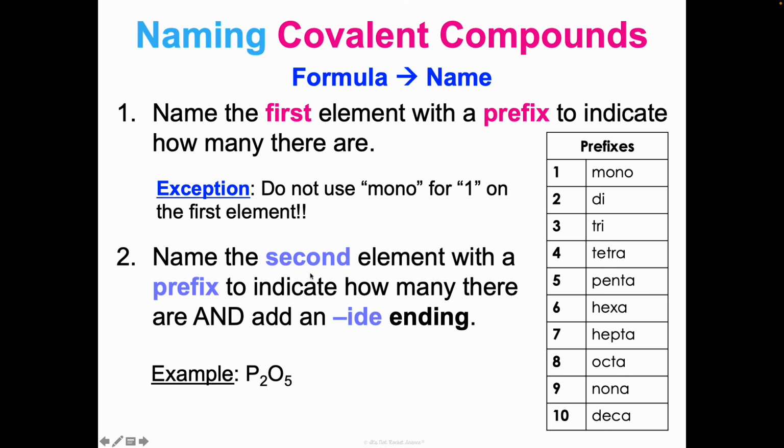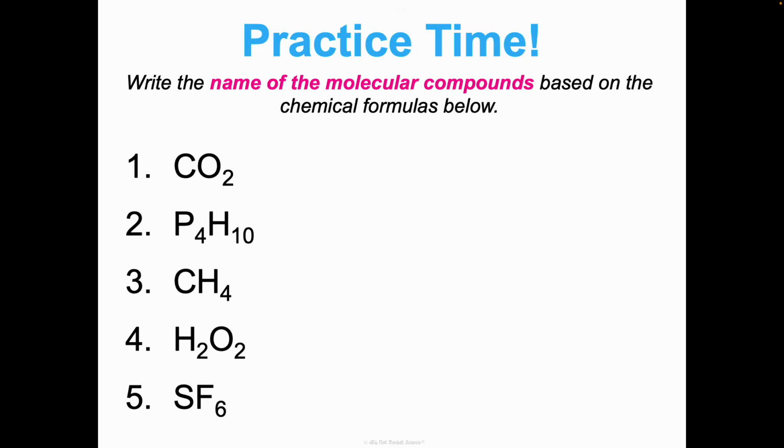And then name the second element with a prefix. So oxygen with a 5, that's penta. So pentaoxygen, but I add the IDE ending. So pentaoxide. So diphosphorus pentoxide. If you put pentaoxide, I don't care. I'm not going to drop you because you don't know how to add the prefix perfectly and take off the A or whatever. I know that's tricky, but you can follow the general rules to get really close to this, okay? So now I want you to try naming these molecular compounds, these covalent compounds, following those rules, okay?